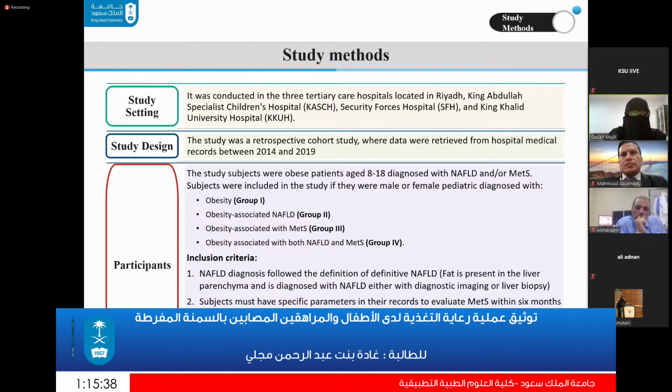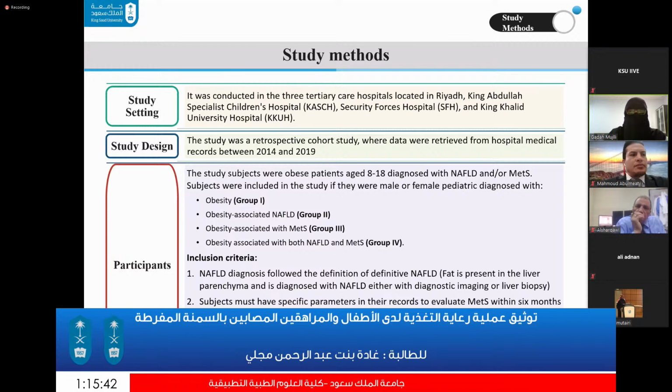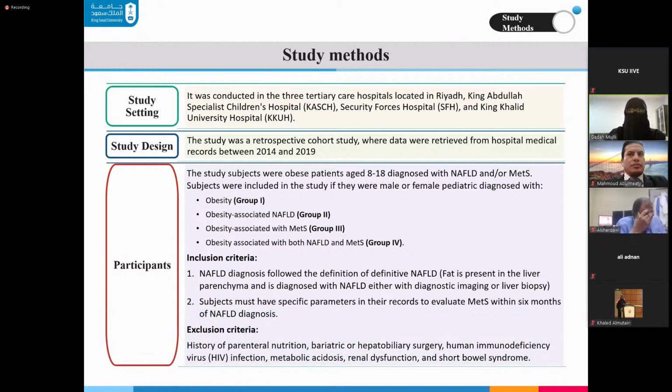Inclusion criteria were NAFLD diagnosis following the definition of definitive NAFLD, which is the presence of fat in the liver parenchyma, and the diagnosis must be done by diagnostic imaging or liver biopsy. And the subject must have specific parameters in the record to evaluate metabolic syndrome within 6 months of NAFLD diagnosis. We excluded patients with a history of parenteral nutrition, bariatric or hepatobiliary surgery, HIV infection, metabolic acidosis, renal dysfunction, and short bowel syndrome.